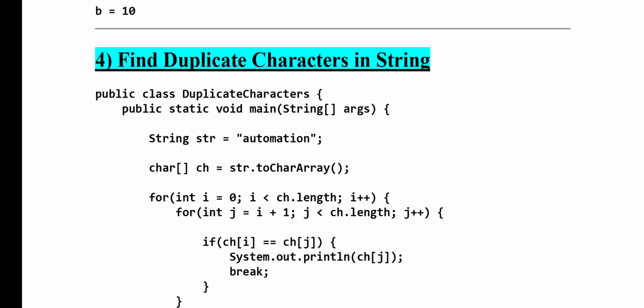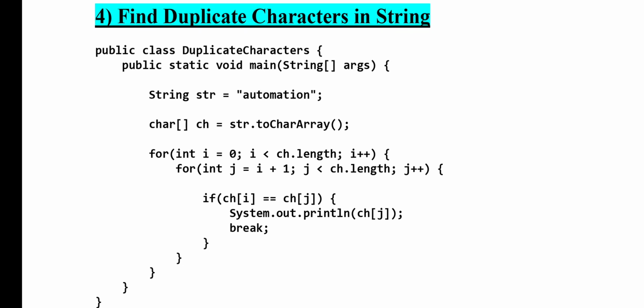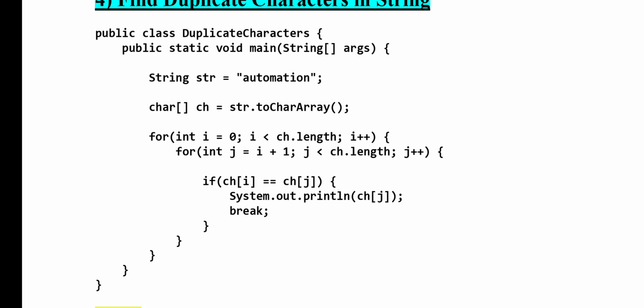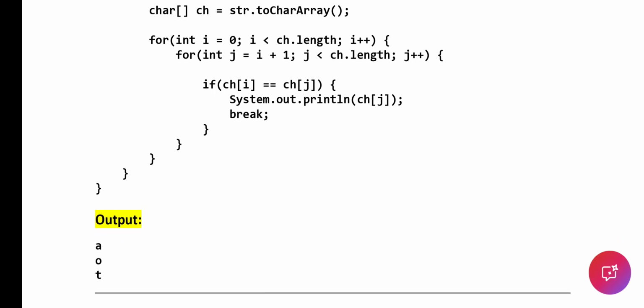And then the next program is on finding the duplicate characters in a given string. You can see, initially we are creating a string and then creating a character array variable, where we are converting the string to a character array and storing it in the variable, and we are creating a for loop, and then again creating an inner for loop, and we are checking the condition if character of i is equal to character of j, and then we are trying to print. Okay, and then we are using break when the operation is done.